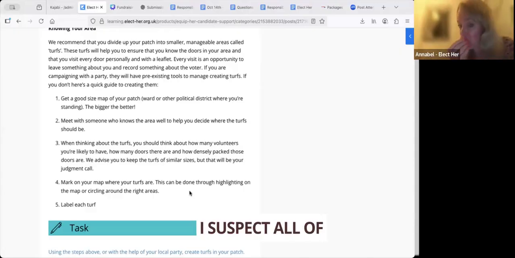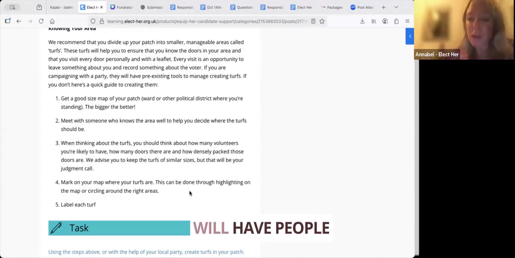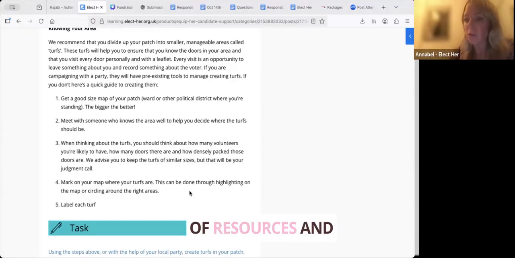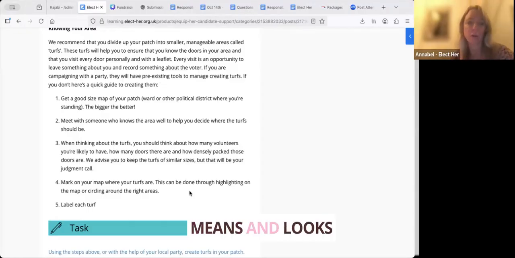I suspect all of those who are running with parties will have a lot of data, and you will have people within the party who have a good sense of the data that underpins it. If you're an independent, it's going to be a little harder, but there are lots of resources and places that you can find data about your areas and what that means and looks like.